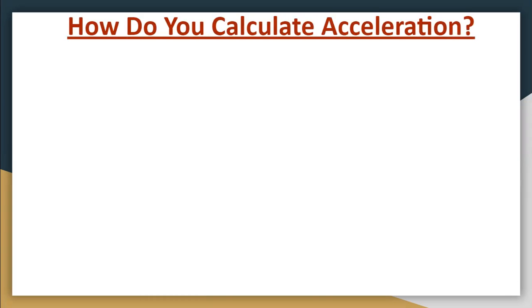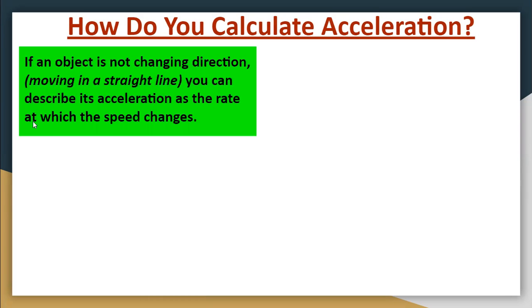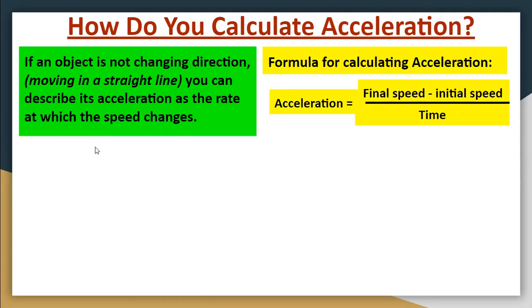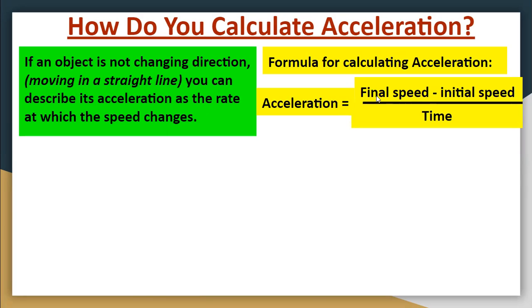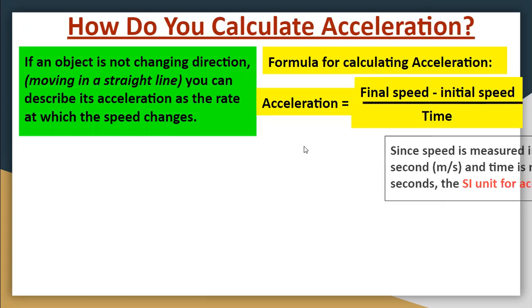How do you calculate acceleration? If an object is not changing direction, moving in a straight line, you can describe its acceleration as the rate at which the speed changes. So we're not talking about things that are changing direction right now. We're just talking about things moving in a straight line. So here's the formula. Acceleration is equal to the final speed of something minus its initial or beginning speed divided by the time.